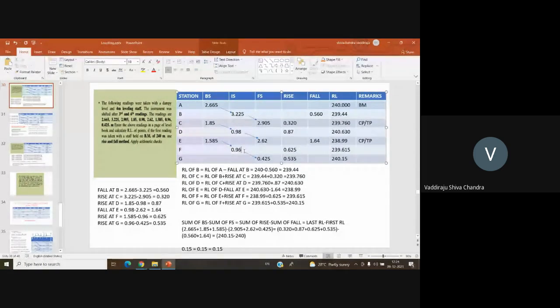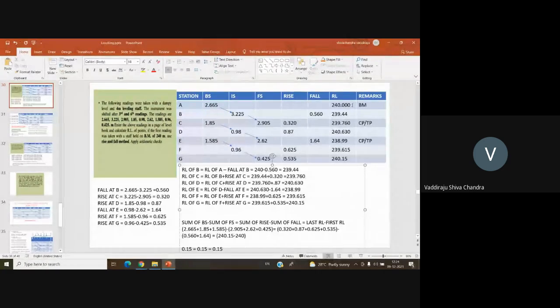Then these two are the successive readings. The staff reading is decreasing. So the difference of 0.96 minus 0.425 is equal to 0.535. I'm copying it in the rise column. Once you determine these rises and falls, then you can calculate the RLs.